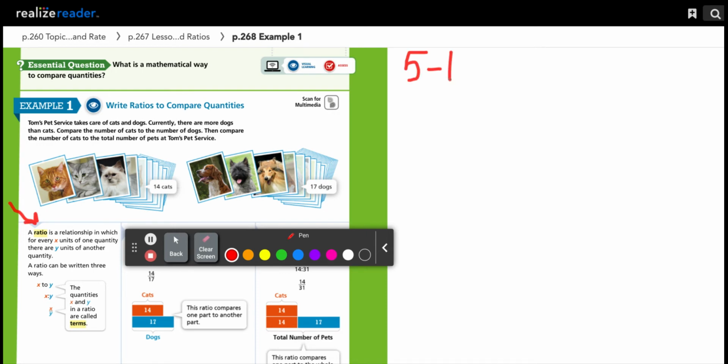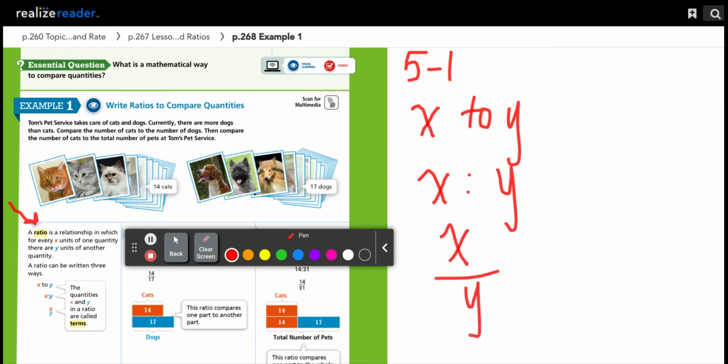The first way to write a ratio is using the word "to." So we would read this as X to Y. The second way to write a ratio is with a colon, X colon Y, and we read that the same way, X to Y. And the third way is a fraction, X over Y, and we read that as X to Y. So the ratio can be written 3 ways.